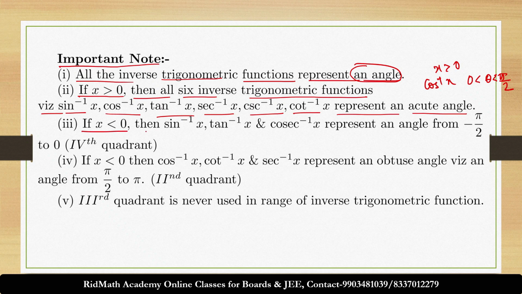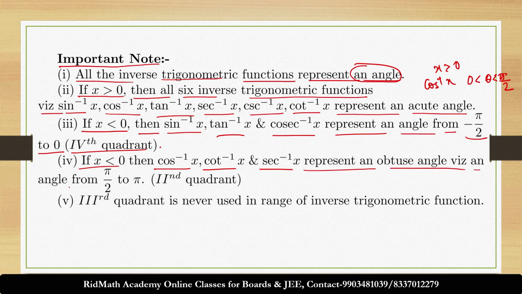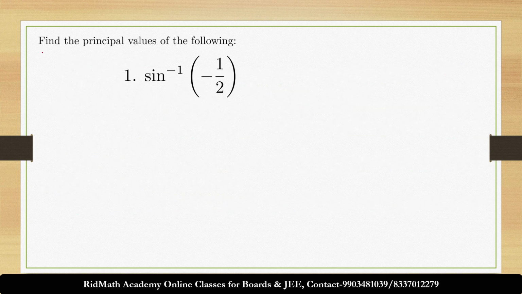And if x is less than 0, then sin inverse x, tan inverse x and cosec inverse x represent an angle from minus pi by 2 to 0, and this angle is in the fourth quadrant. Okay, and if x is less than 0, cos inverse x, cot inverse x and sec inverse x represent an obtuse angle, an angle from pi by 2 to pi, which is in the second quadrant, and the third quadrant is never used in the range of the inverse trigonometric functions. Now come to the problem.